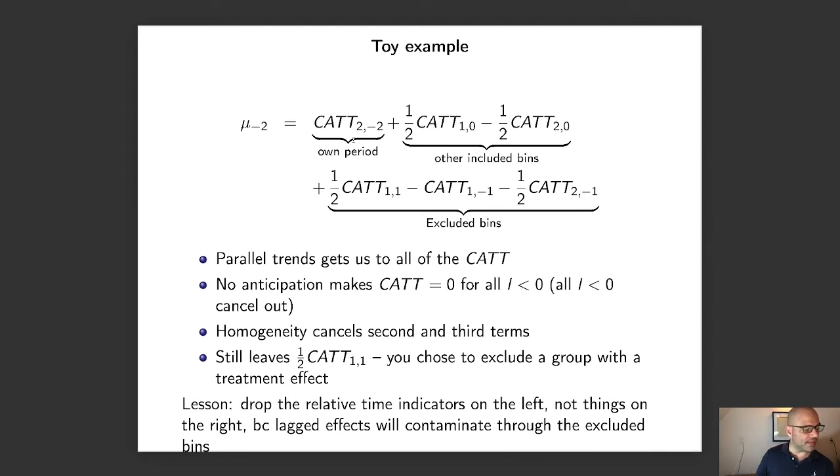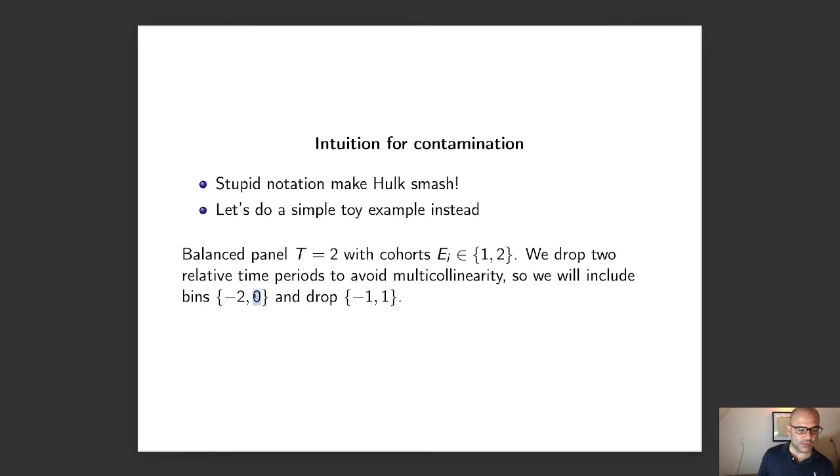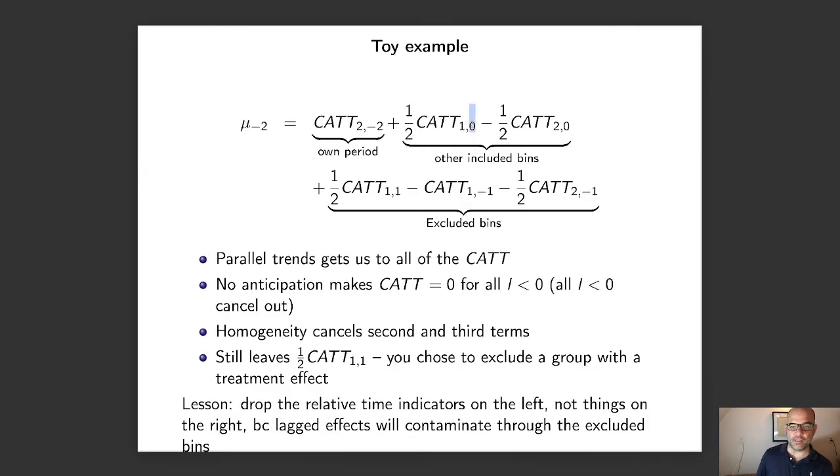Remember, you're always getting the sum of 3 things, okay? You're getting the CATT for that period. You're getting the weighted average of the CATT from the other bins, the 1 and the 2. Actually, sorry, -2 here. I forgot which one was which. So we got the -2 CATT, and then because we're including the 0, we're getting the CATTs for the 0 period. But remember, the weights sum to 0 for this period. So you get 1/2 plus -1/2 summing to 0.